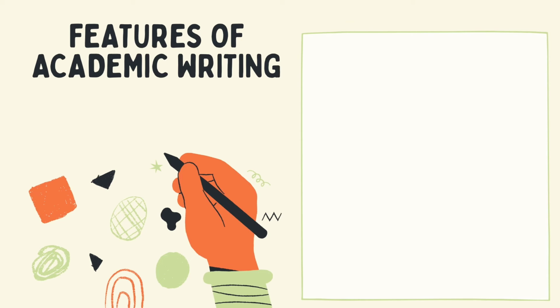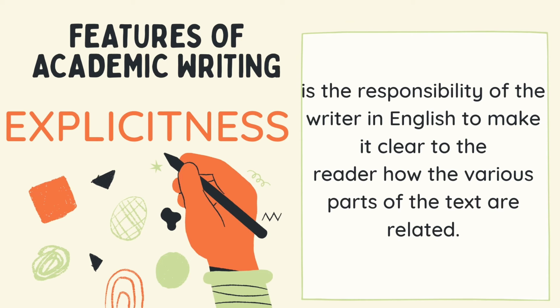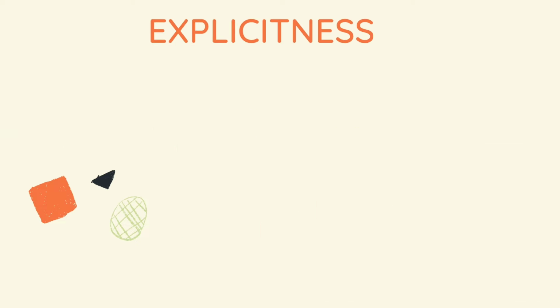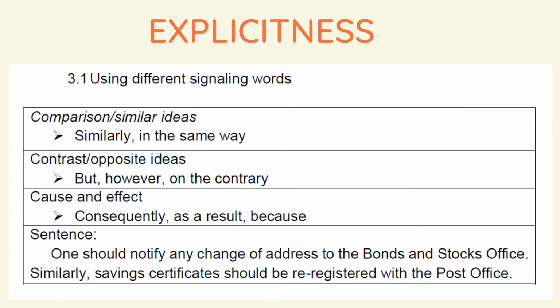The third feature is explicitness. It is the responsibility of the writer in English to make it clear to the reader how the various parts of the text are related. We can achieve explicitness through using different signaling words: for comparisons or similar ideas, similarly, in the same way; for contrast or opposite ideas, but, however, on the contrary; for cause and effect, consequently, as a result, and because.